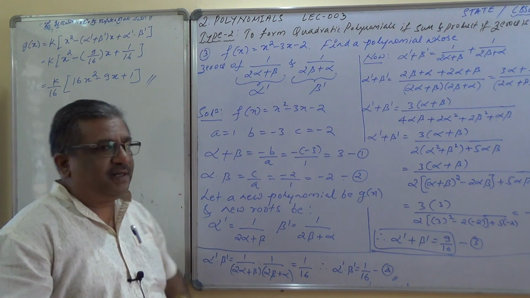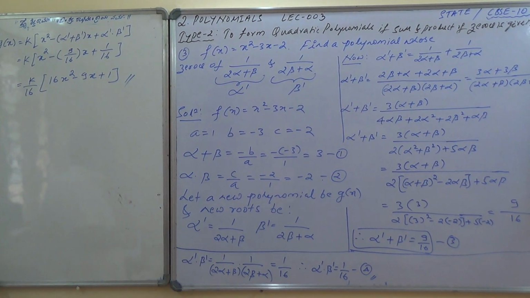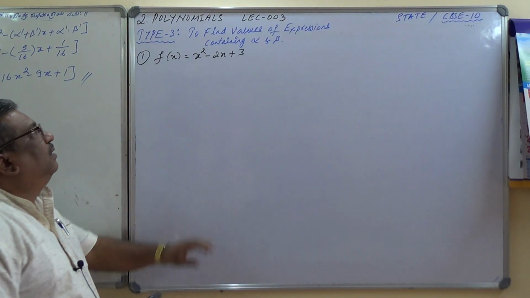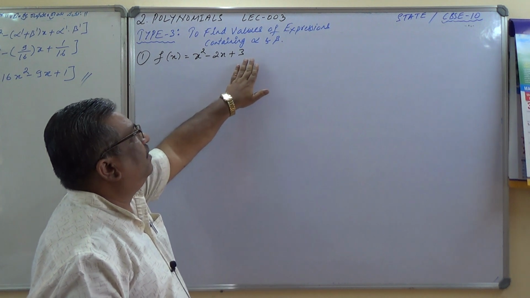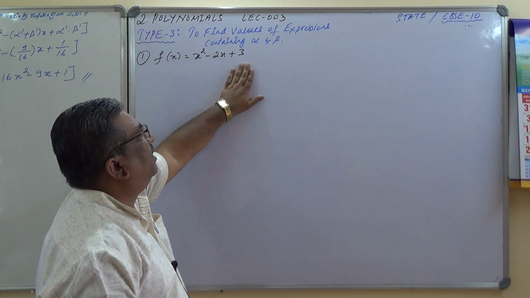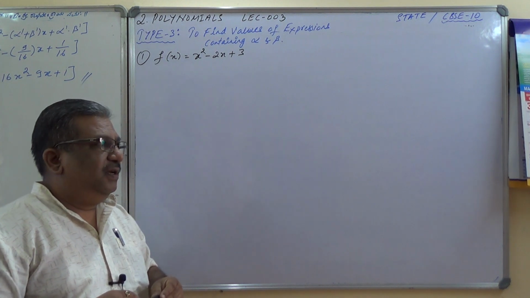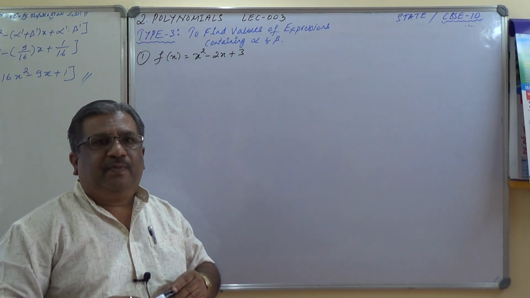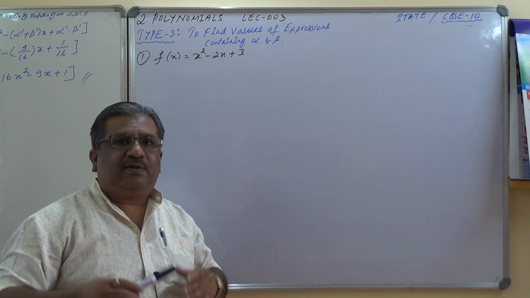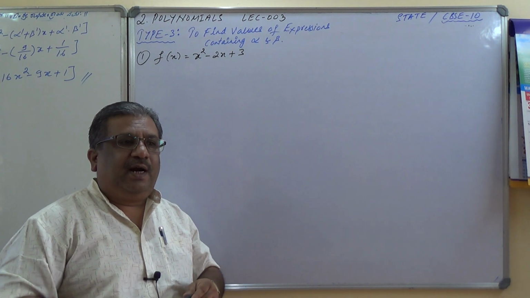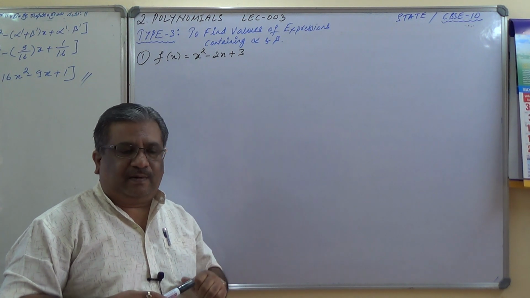Okay, I hope you are understanding, and let me take a few more numericals. Let us start type 3 numericals: to find the values of expressions containing alpha and beta. This is also one of the important typical types wherein a lot of manipulation skills are required. I request all of you to watch very carefully, note down and practice yourself. Otherwise these numericals will be very difficult to solve.